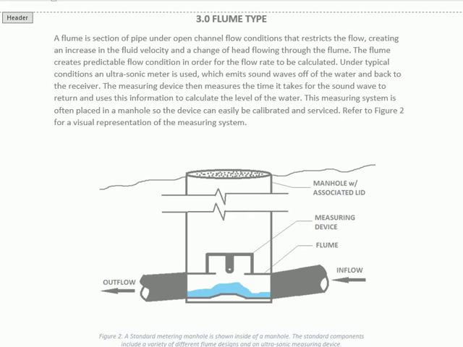Again, below this section of writing, you can see an annotated figure of what a flume system entails. So as you can see, it is a flume, the measuring device, and a manhole. Altogether, this creates the flume system. And this is what will be in place to handle the flows of the soon-to-be neighborhood.